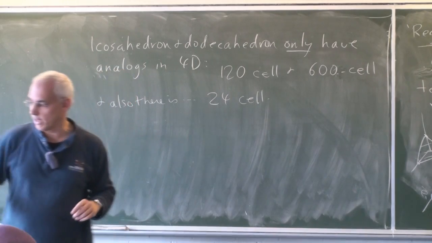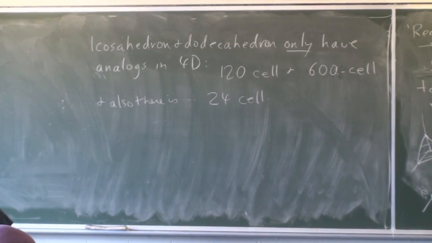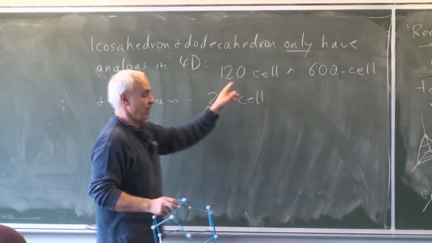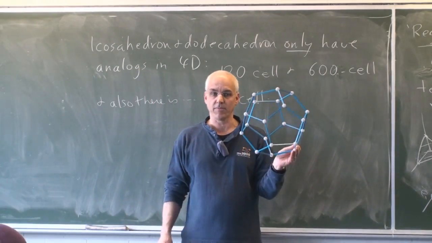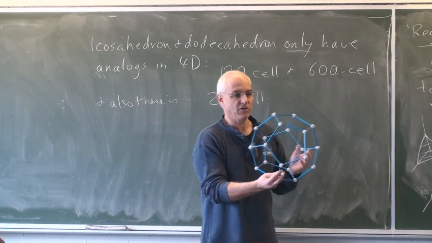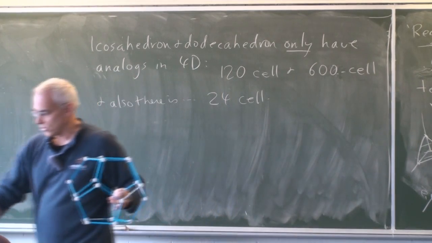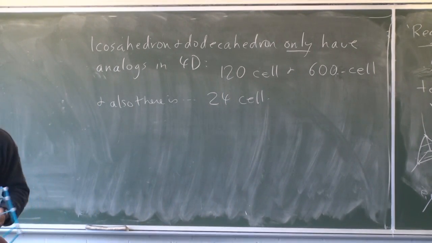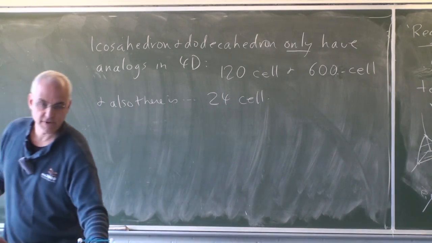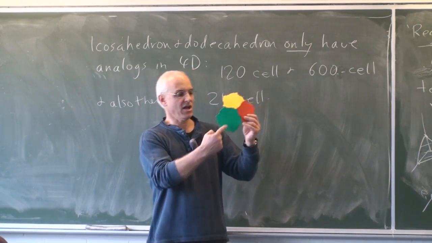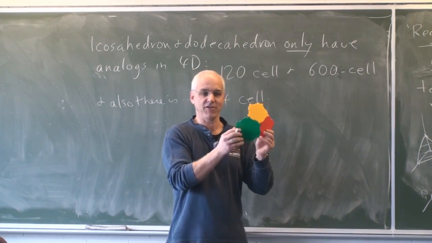Okay, so let me explain them a little bit. So what is the 120 cell? Okay, it's an analog of the dodecahedron. So let me remind you how you might get the dodecahedron. One way of getting the dodecahedron is to start off with some pentagons. This is not a pentagon. I couldn't find a pentagon, but okay, pretend it's a pentagon.